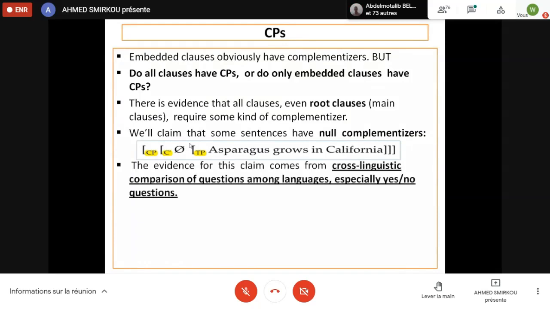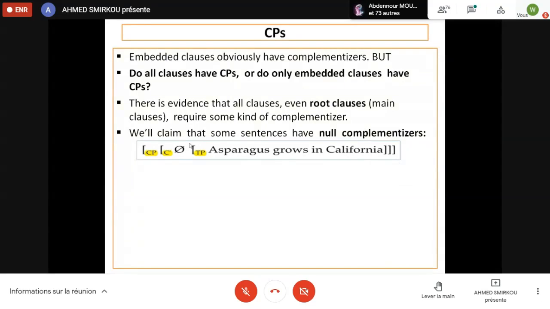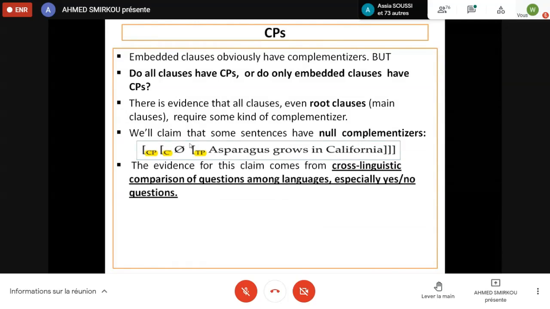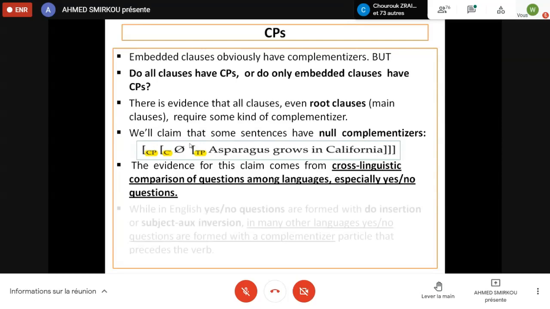Fine. Now, we're going to use a cross-linguistic comparison to show that there are null complementizers in root clauses. The evidence for this claim comes from cross-linguistic comparison of questions among languages, especially yes or no questions. We're going to compare yes or no questions among languages and see.